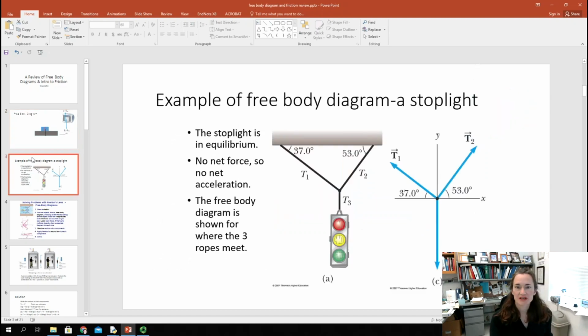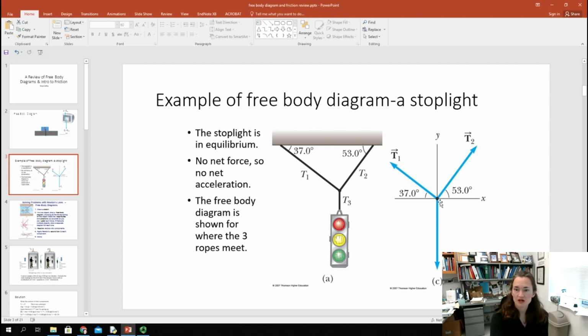So for an example, here is a free body diagram of a stoplight. And what's happening here is that the stoplight is hanging from a cord which is tied to two other cords. So the relevant forces here are, of course, the tension. And so for example, if you look at the knot on the cord right there, then you have a tension pulling downward, right? That we call tension 3 because there's really 3 tensions here. And then you have tensions 1 and 2 acting at an angle as shown in this diagram.